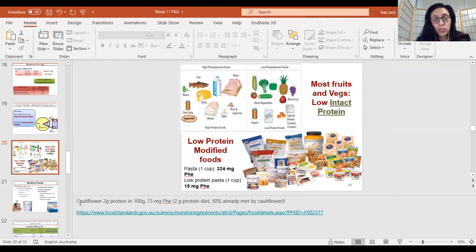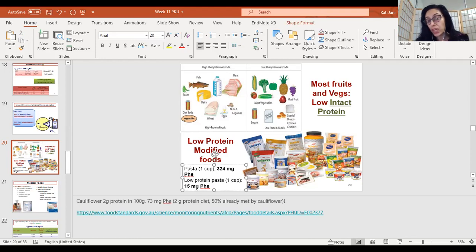Okay, so now guys, do you see this? So 100 grams of cauliflower. I have used the Australian Fazan's website to identify the protein in cauliflower. Now 100 grams of cauliflower has 2 grams of protein and 73 milligrams of phenylalanine. So it is more than this 1 cup of pasta.